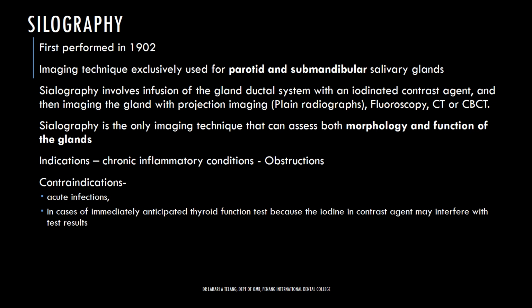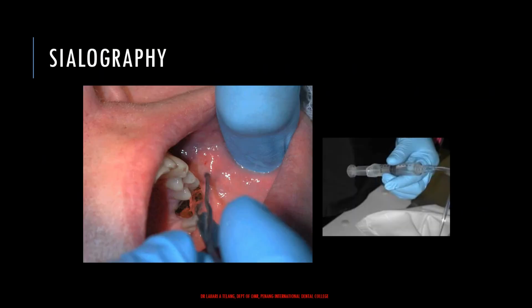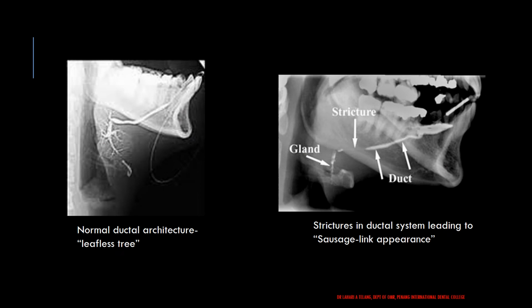The indications for xylography would be chronic inflammatory conditions like obstructions of the ductal system, and contraindications would be acute infections or cases of immediately anticipated thyroid function tests, because the iodine in the contrast agent may interfere with test results. This is how the xylography procedure is performed, for example, locating the Stenson's duct opening and retrograde injection of the dye into the ductal system. So, this is an example of radiographs taken after the dye is injected.